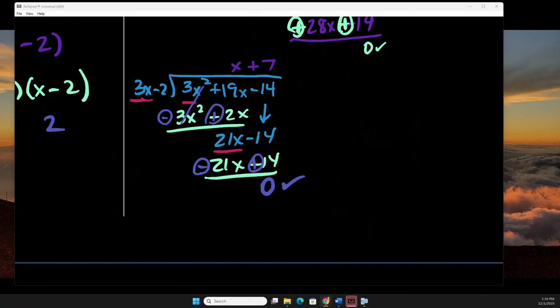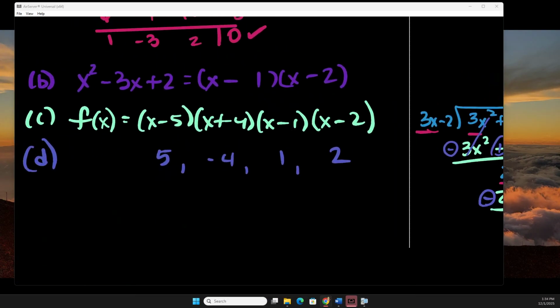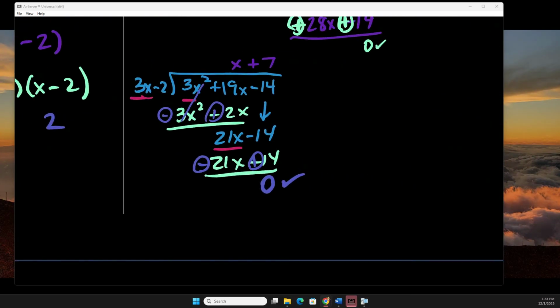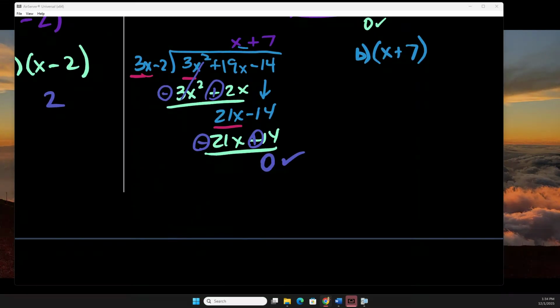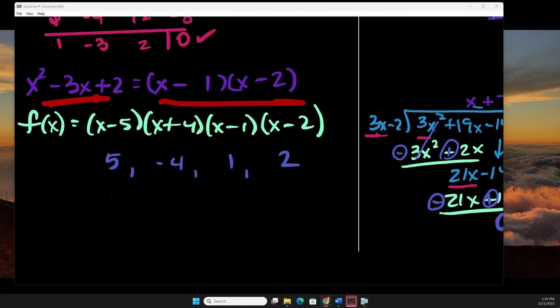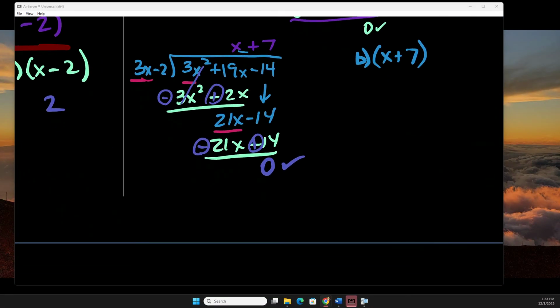So on the last question, when we got to part B, we had a quadratic. We had x squared minus 3x plus 2 that we needed to factor. This time, when I get to part B, I have x plus 7. Does x plus 7 factor? No. x plus 7 is our remaining factor. So that's it. We're done with B. So you only have to do the factoring step on B if it's a quadratic. If it's linear, you're done.